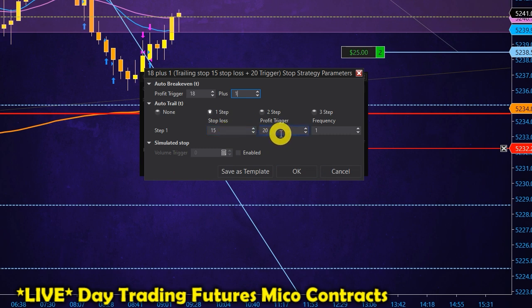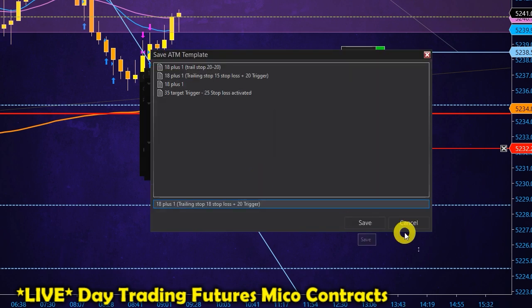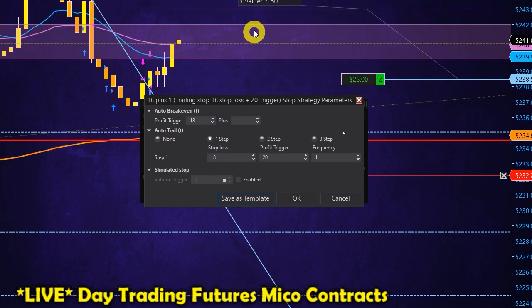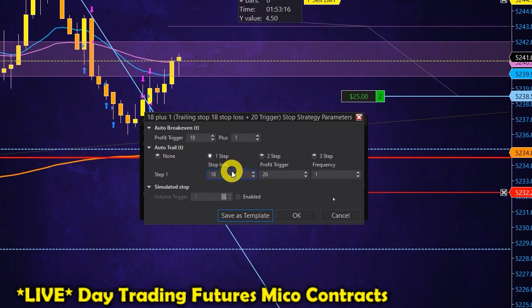So what I need to do here is push this further out. Let's see, when it goes to 20, I want it to trail by, okay, let's just say 18 ticks then, because that will push me up 1 more tick into the plus. Okay, so I think that's right. Save as template, save. Okay, I hope that makes sense because I'm already plus 1 above my break even when it automatically breaks even after hitting 18 ticks. Both of them go to break even plus 1. I don't want it to go backwards under the break even mark.